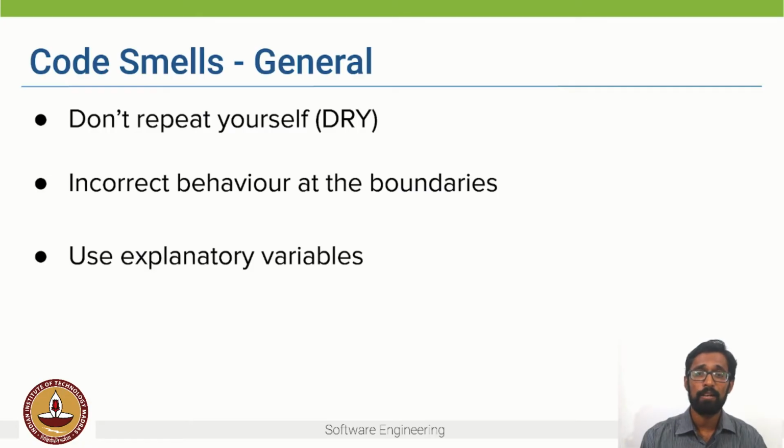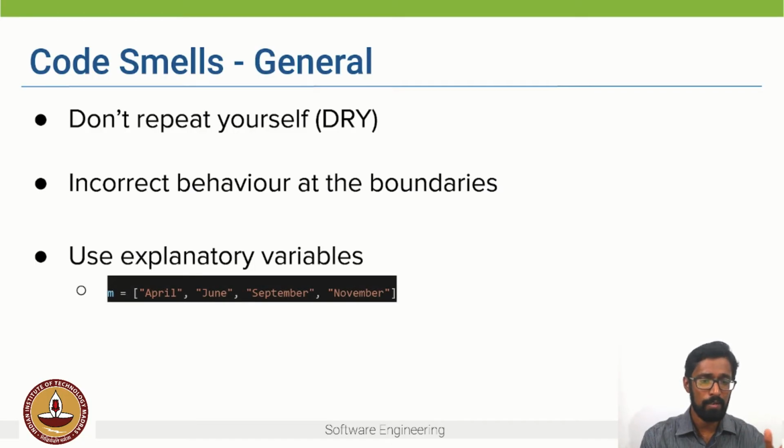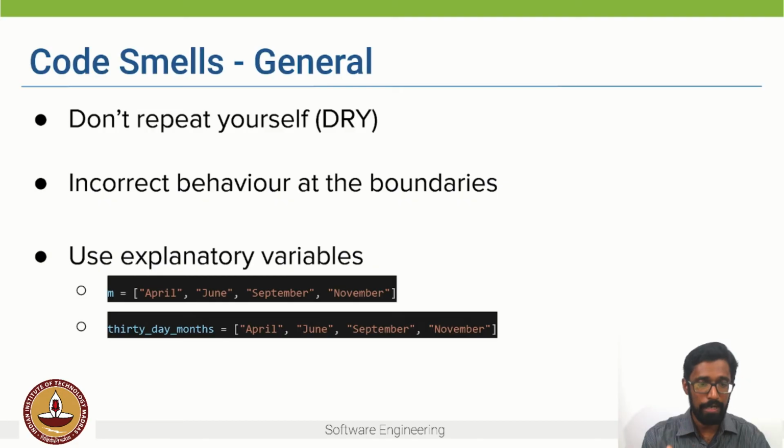And another general and very intuitive goal or idea is to use explanatory variables throughout our code, right? So in the previous example, let's say we had a variable called m, and oftentimes it's not very easy to understand what m means. Hence, a better way to rename m is to write something like 30-day months, which is self-explanatory. So always use explanatory variables in your code.